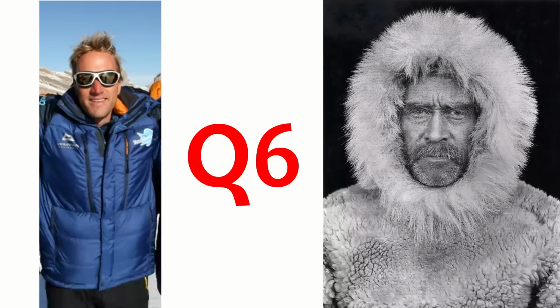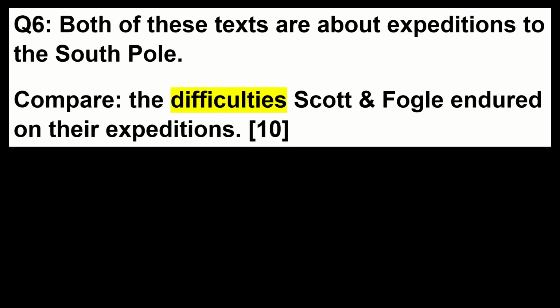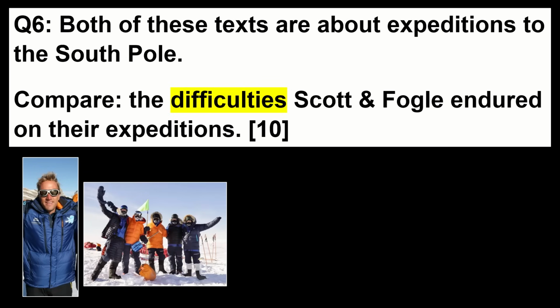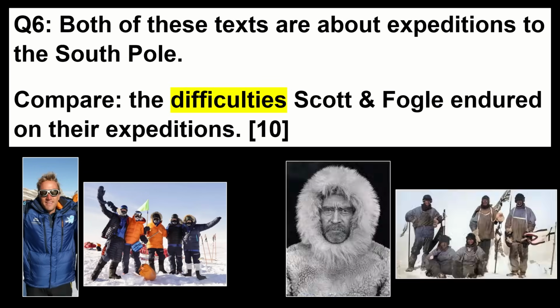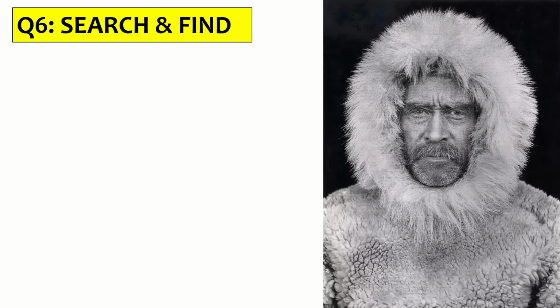Okay, question 6 is a little bit tricky, and you can sort of tackle it in a couple of ways, really. So this is an example. Both of these texts are about expeditions to the South Pole. Compare the difficulties Scott and Fogel endured on their expedition. So there's Fogel and his team, and there's Captain Scott and his team. So you can do this in 2 ways.